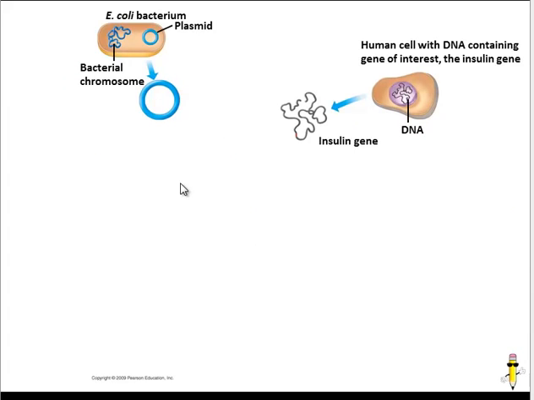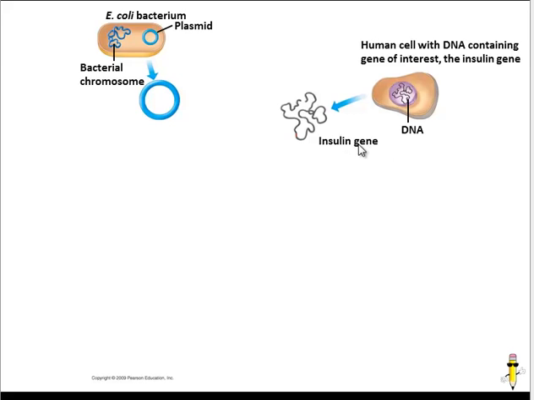We're going to start with our E. coli bacterium. Here you can see its chromosome. Here you can see its plasmid. And then we've got a human cell. And this human cell contains a nucleus, which contains DNA, and within that DNA is a gene for producing insulin. Now, this is the correct gene.